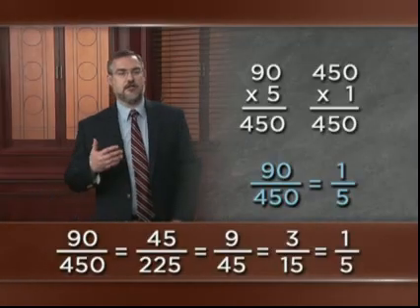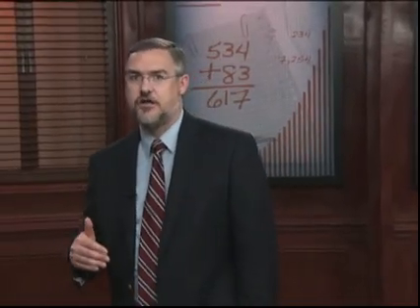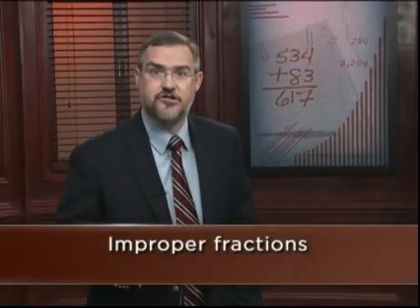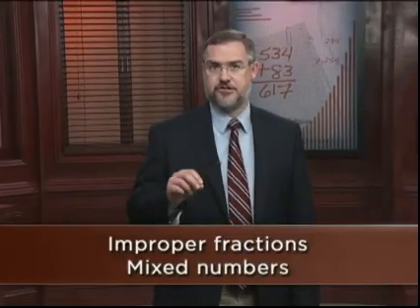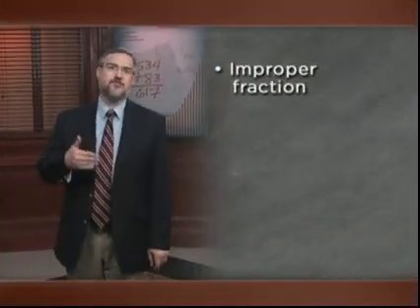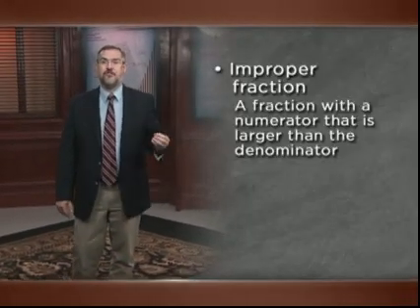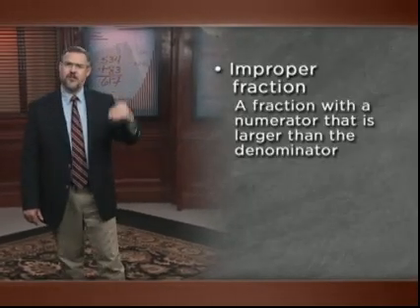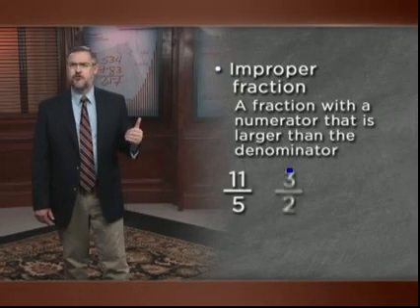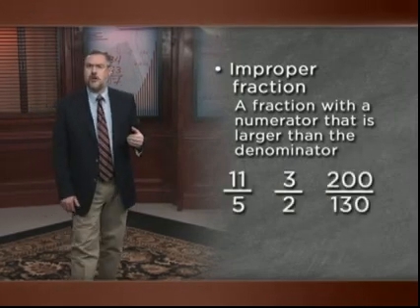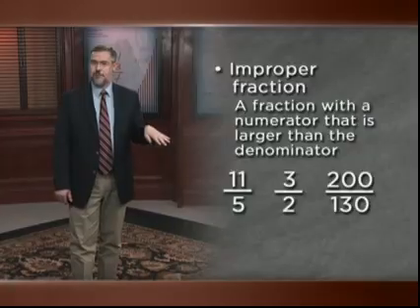Now, as we close out the lesson today, I want to mention 2 more vocabulary terms which are related to fractions. They're called improper fractions and mixed numbers. An improper fraction is a fraction whose numerator is actually larger than the denominator. So fractions like 11 over 5, 3 over 2, and 200 over 130 are all improper fractions.